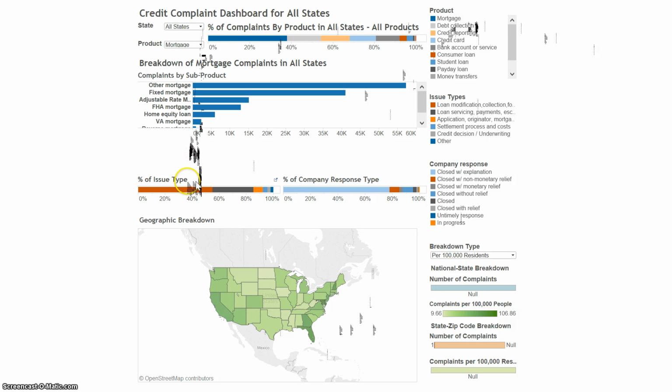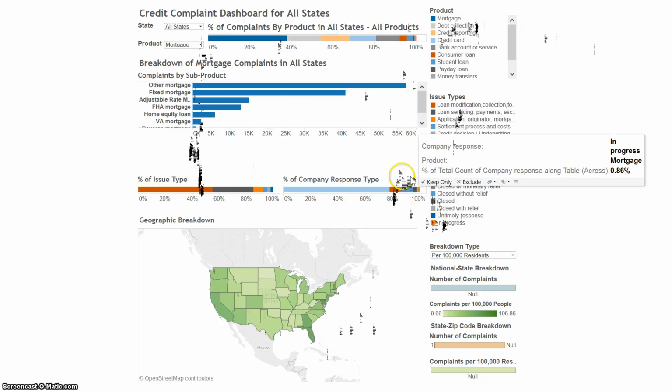Over 50% of the issues were loan modification, collection, or foreclosure. People aren't happy that banks are changing their loans and taking their houses away. Well, we can see that the companies have had very timely responses, with most responses being closed, but over 75% being closed only with an explanation and without any sort of relief being offered to the person making the complaint. Notice that the untimely response is only a sliver for mortgage.